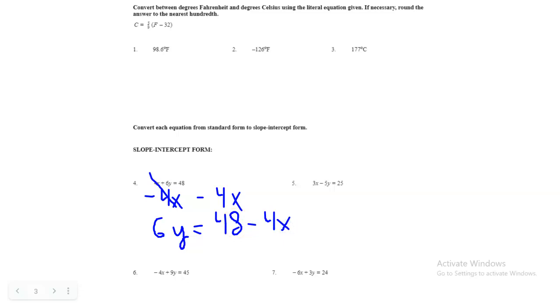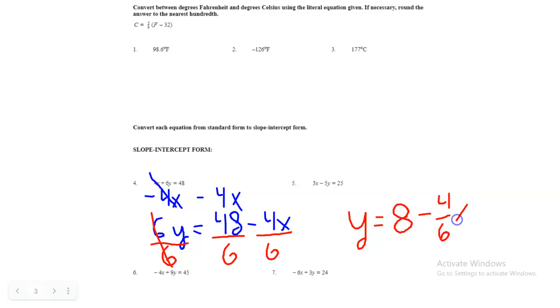And then I want to get the y by itself. The 6 is being multiplied by y, and the opposite of multiplication is division, so I'm going to divide both sides by 6. Here's something I have to remember: I have to divide everything by 6. When I do that, it cancels out, so I'm left with y is equal to 48 divided by 6, which is 8, and I'm subtracting 4 divided by 6, x. If you're noticing, the 4 and the 6 are both divisible by 2, so I can reduce that.